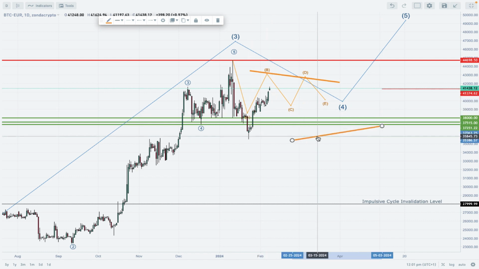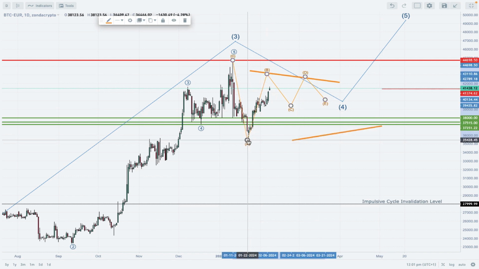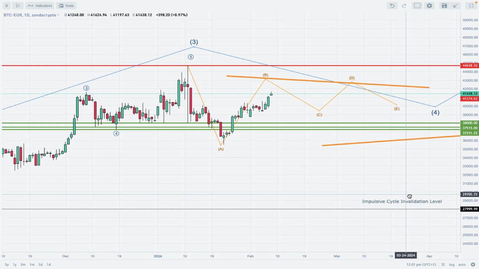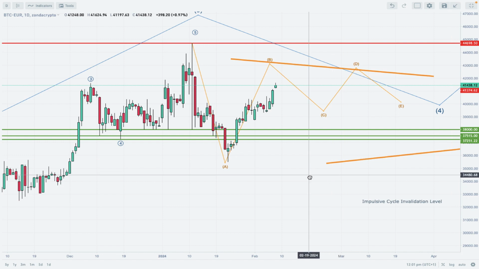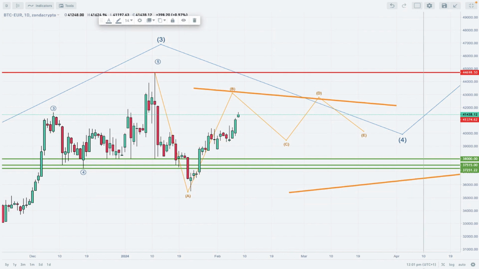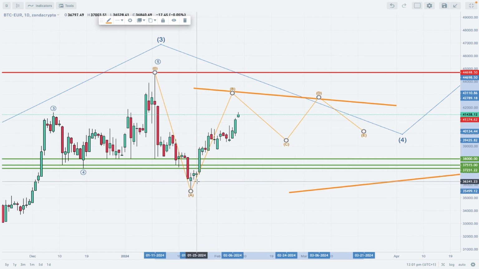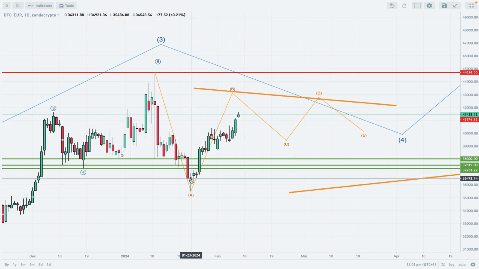So what we have here basically is the wave A to the downside. All right, so let me just zoom in so you guys can see it a little bit clearer. There you go. We got the wave A to the downside, and this wave is of course located at the lows of, let's say, 35,484. So that's the wave A.